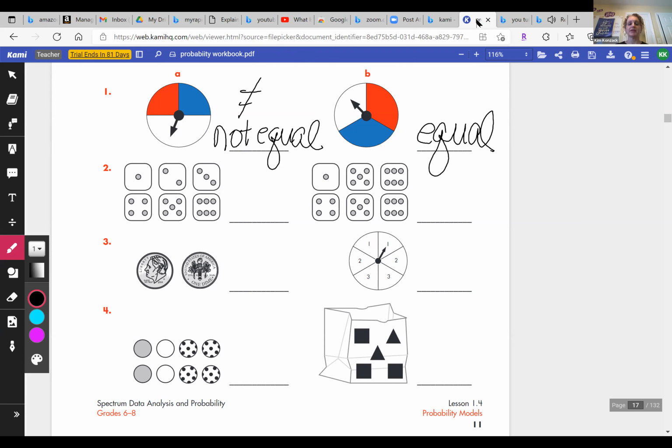So 2A and B, 3A and B, and 4A and B. So equal or not equal?